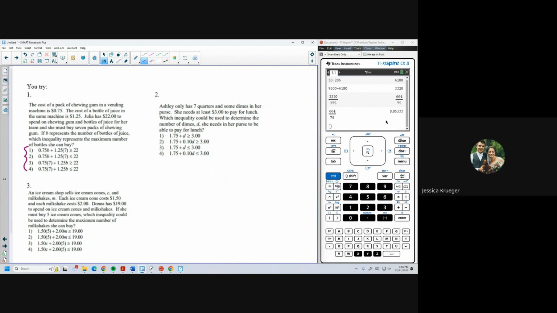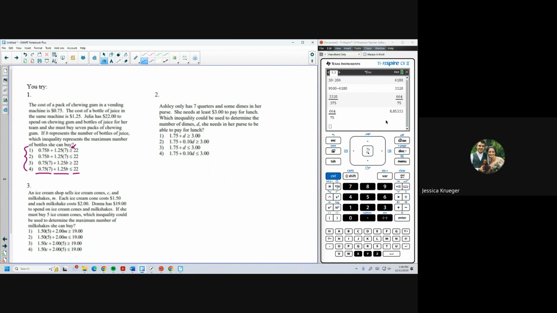So I notice here that my first column, all my answer choices have a 0.75 times something. In one case, it's a variable, another case, it's a number. My second column, what I'm adding to it in each case, is $1.25 times something. And then I'm comparing it to 22. And one thing that's really different here is which direction my inequality is. So let's read the problem and see if we can eliminate any answer choices.